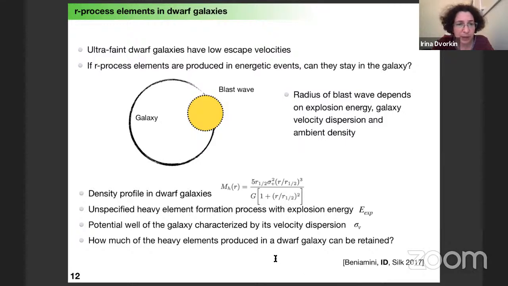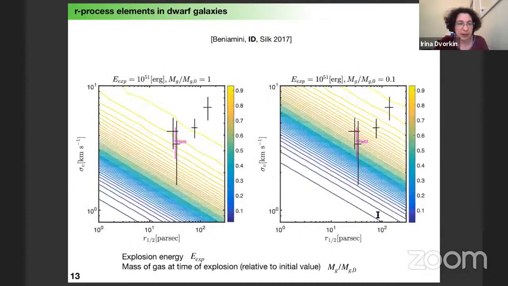We looked into it a few years ago with Paz Benjamin and Joe Silk, where we look at a selection of dwarf galaxies. We assumed a certain density profile of these dwarf galaxies, and we looked at a general process that forms these heavy elements with some energy explosion. We characterize the galaxy potential well by the velocity dispersion. And then we ask the question, how much of the heavy elements produced in the dwarf galaxy can actually be retained inside? So here I show this plot as a function of the characteristic length scale of the galaxy, or basically the radius, on the x-axis and the velocity dispersion on the y-axis. The colors show the fraction of elements that would be retained in the galaxy.